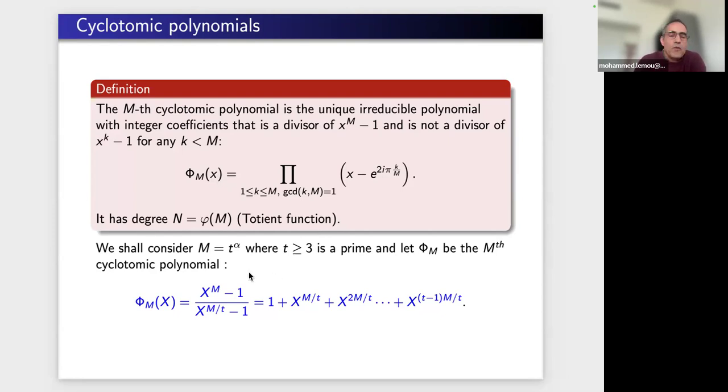What is of particular interest for us is the case where m is a prime power, and in this case you have a simple expression of phi_m, which is this sum: 1 plus x to the power m over p, etc., until x to the power phi(m).